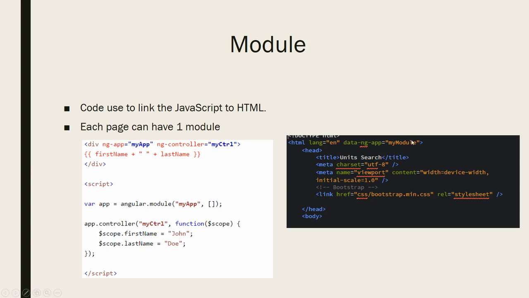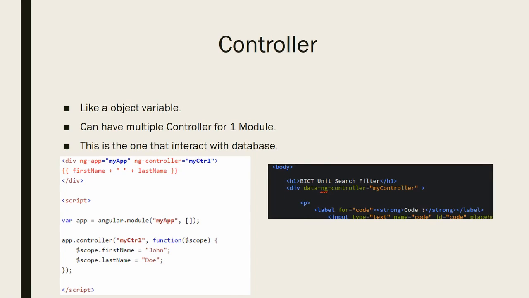So basically my module is the ng-app, my app. This thing is this part of it. Is this the module? Usually the name should be same, but this is just a reference example I've given you. Okay, moving next. Controller is like an object variable. Can have multiple controllers in one module. This is the one that interacts with the database.